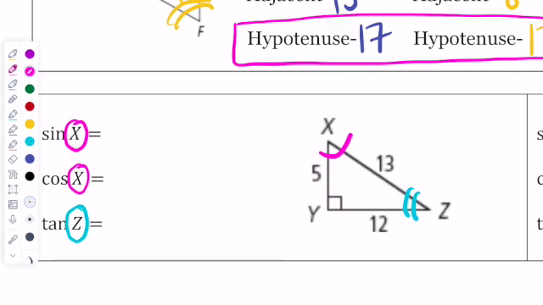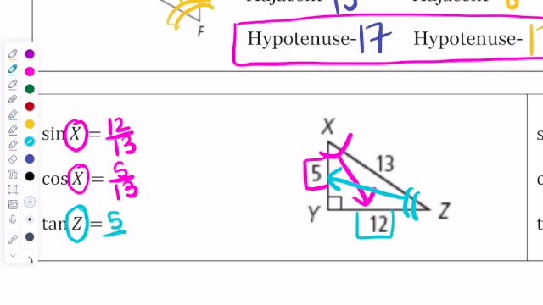So sine is opposite over hypotenuse. So from the pink one, that would be 12 over 13. Cosine of x is going to be the adjacent over the hypotenuse. That's going to be 5 over 13. And the tangent ratio of z is going to be its opposite from the blue one over its adjacent, which is 12, 5 over 12. Okay. So we changed letters, which made us change angles, acute angles, and that changed the perspective of the opposite.